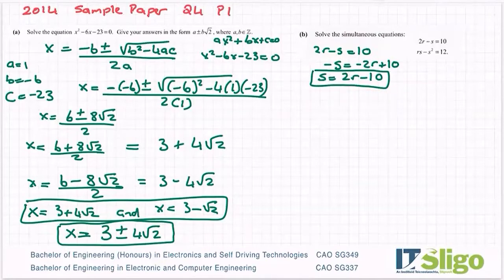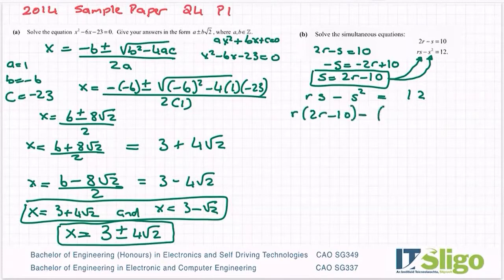And what do we do with that s? Well, anywhere there was s in my equation, I have to sub it in. I have to sub in 2r minus 10 instead. So that second equation becomes, we're going to sub it into rs minus s squared equals 12: r times 2r minus 10 minus 2r minus 10 all squared is equal to 12. You know you've caught all the s's if you look across here and you don't see any s's, you just see the r letters.